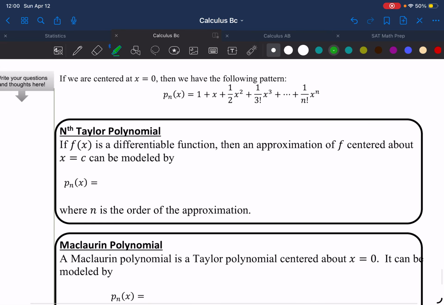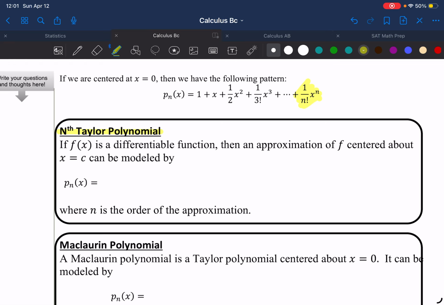So if we are centered at x equals 0 because c is equal to 0, we have the following pattern. So p sub n of x is talking about the nth derivative. So we would have 1 plus x plus 1/2 x squared plus 1 over 3 factorial x cubed all the way until we have 1 over n factorial times x to the n power. This is called an nth Taylor polynomial.